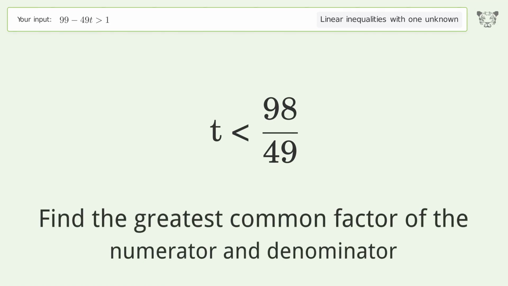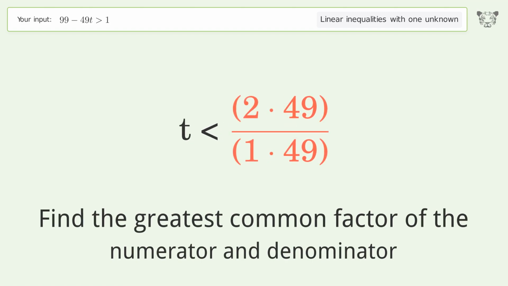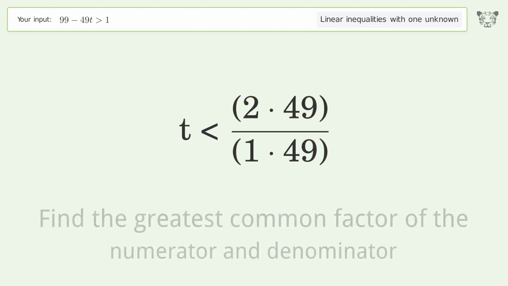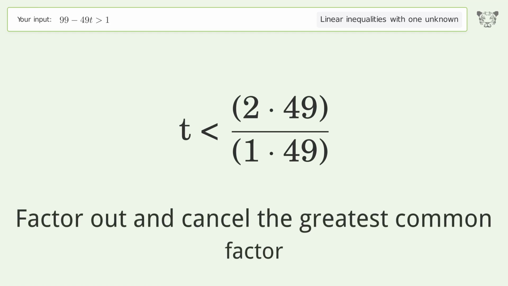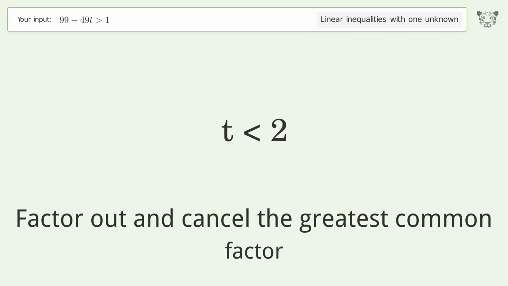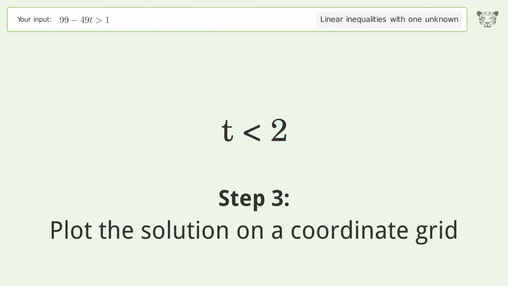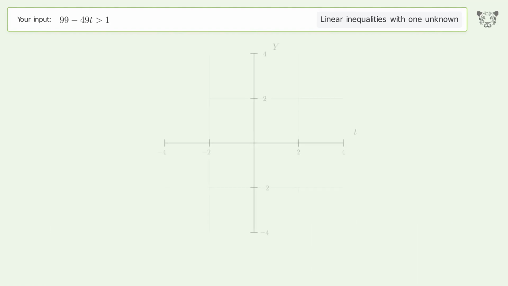Find the greatest common factor of the numerator and denominator. Factor out and cancel the greatest common factor. Plot the solution on a coordinate grid. And so the final result is t smaller than 2.